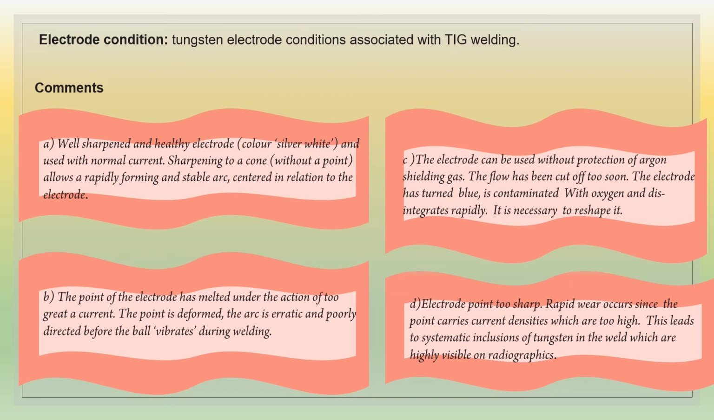C. The electrode has been used without protection of argon shielding gas. The flow has been cut off too soon. The electrode has turned blue, is contaminated with oxygen and disintegrates rapidly. It is necessary to reshape it.